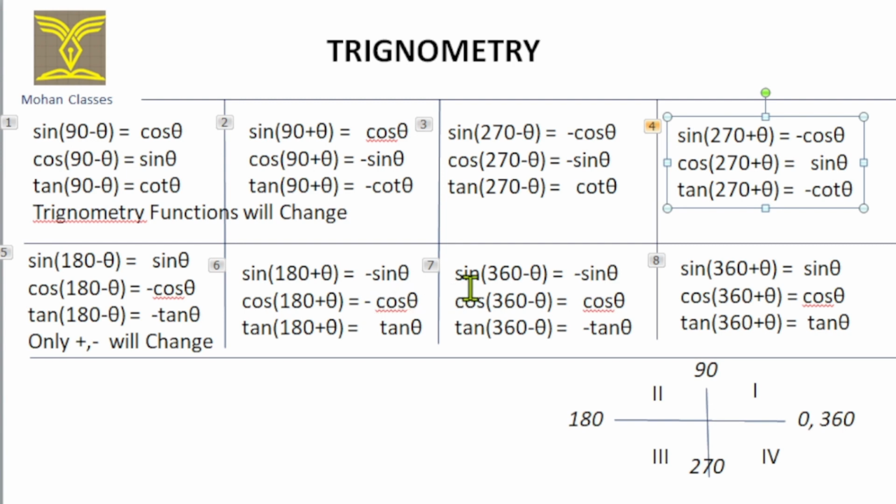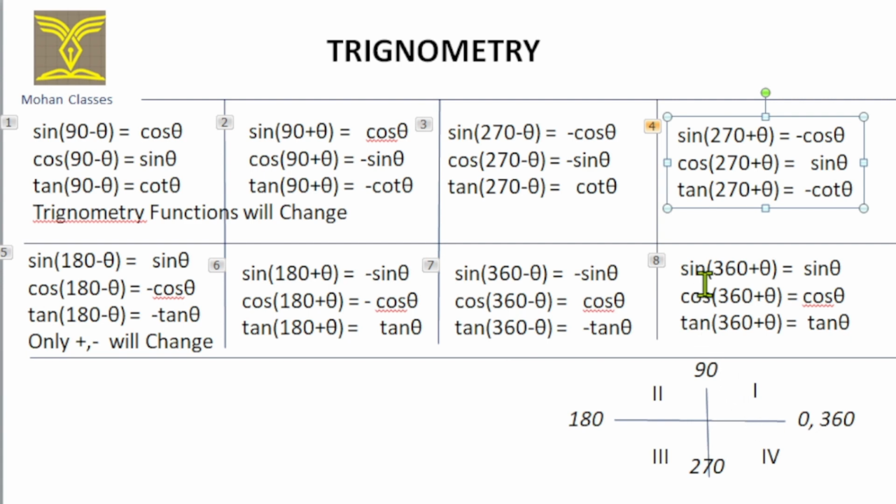Here 360 minus theta means it is in the fourth quadrant. So sine 360 minus theta is minus sine theta, cos 360 minus theta is cos theta, because cos and secant are positive in the fourth quadrant. Tan 360 minus theta is minus tan.